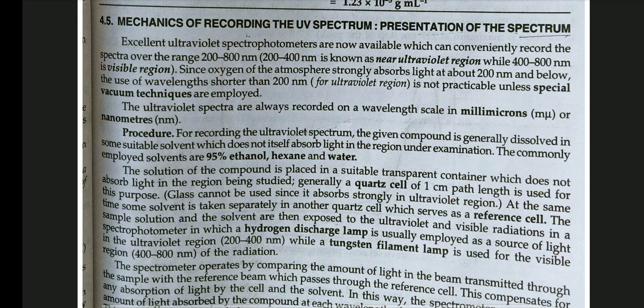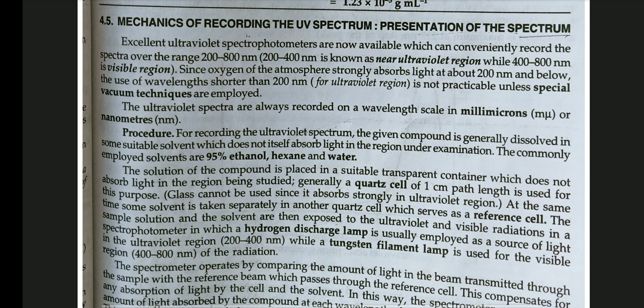Mechanics of recording the UV spectrum and presentation of the spectrum. Excellent ultraviolet spectrophotometers are now available which conveniently record the spectra over the range 200 to 800 nanometers. 200 to 400 nanometers is known as the near ultraviolet region, while 400 to 800 nanometers is the visible region. Since oxygen of the atmosphere strongly absorbs light at about 200 nanometers and below, the use of wavelengths shorter than 200 nanometers is not practicable unless special vacuum techniques are employed.